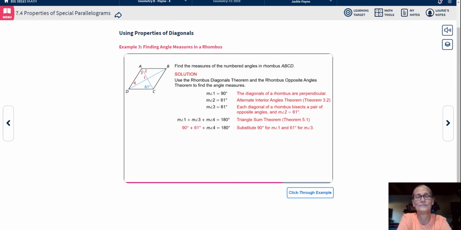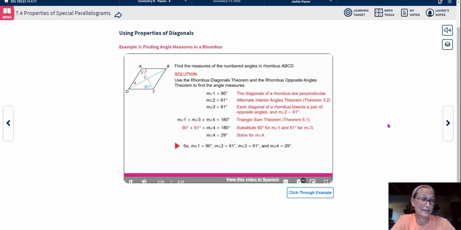First, combine like terms on the left side of the equation to get the equation 151 degrees plus the measure of angle 4 equals 180 degrees. Then subtract 151 degrees from each side of the equation. This gives you the measure of angle 4 equals 29 degrees. So, the measure of angle 1 equals 90 degrees, the measure of angle 2 equals 61 degrees, the measure of angle 3 equals 61 degrees, and the measure of angle 4 equals 29 degrees.